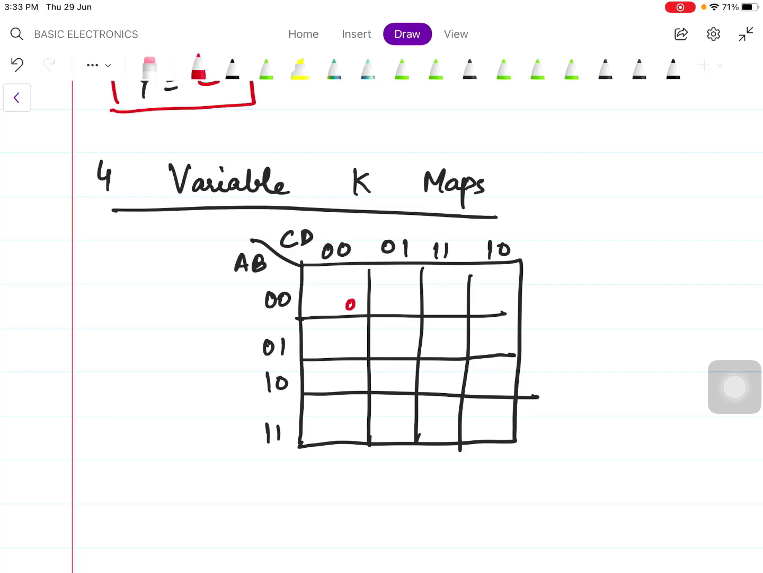Now mark the blocks. The range will go from 2 raised to the power 4, that is 16. So the range will go from 0 to 15. The 0, 1, 2, 3, 4, 5, 6 and 7 like this we have done in the 3 variable as well. Now the third row we have 8, 9, 10, 11, 12, 13, 14 and 15. Okay. Now let's do a question and try to solve.